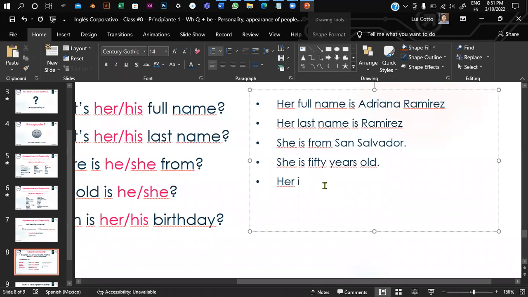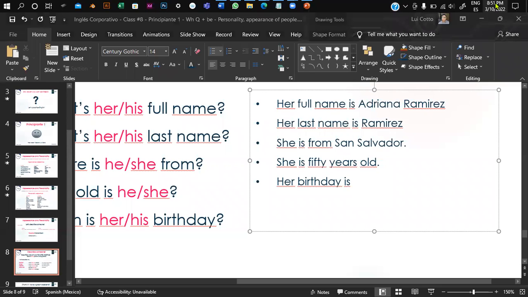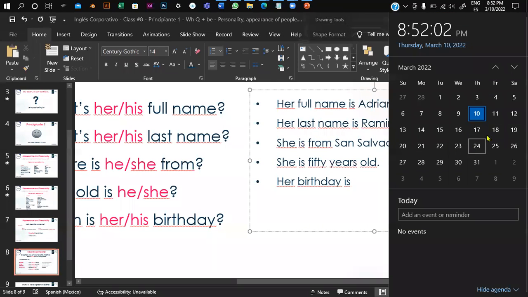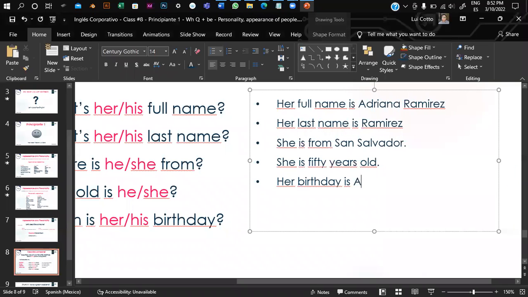Okay, her birthday is in which date? What is the date? November 1st, the 2nd, or October? May? April. Okay, what date? What number in the calendar? Calendar day? Which one? April. April 8th. Okay. That is her birthday.